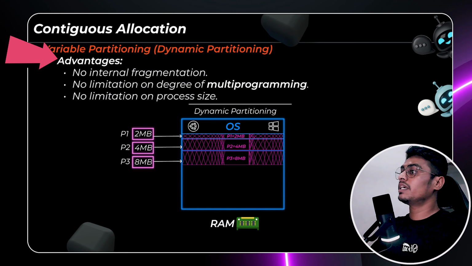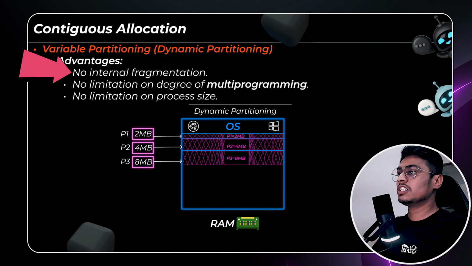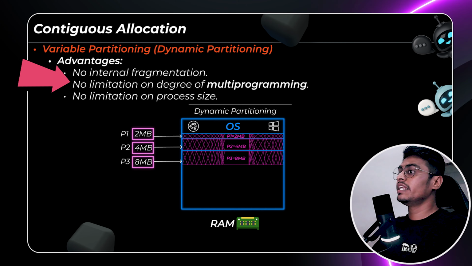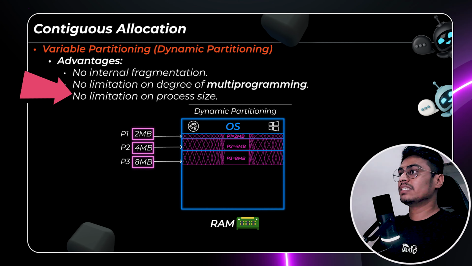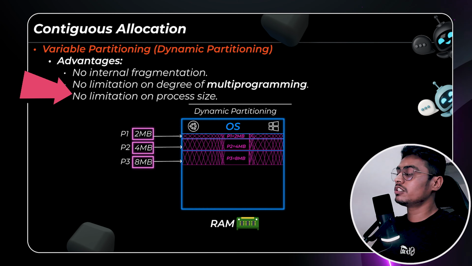Now variable partitioning provides these major advantages. First, there is no internal fragmentation since we allocate exact memory requirements. Second, there is no limitation on degree of multiprogramming. Since we don't pre-partition memory, we can accommodate as many processes as RAM size allows. Third, there is no limitation on process size. If a 64 MB process arrives, then RAM has sufficient space. We simply allocate 64 MB.